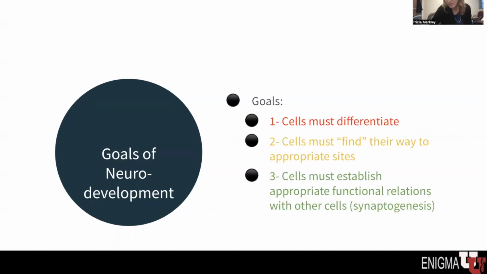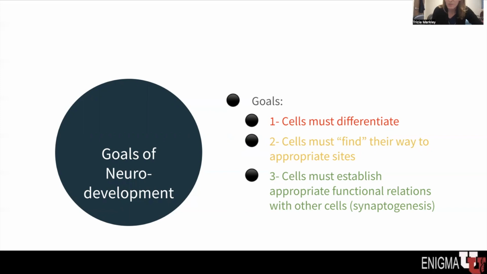So there are three main goals of neurodevelopment. The first is that cells in the nervous system must differentiate. We know that there are different types of cells in the brain and also throughout the body. For example, in the cerebellum, there are Purkinje cells. There are also retinal ganglion cells, each of which has a different structure and function.